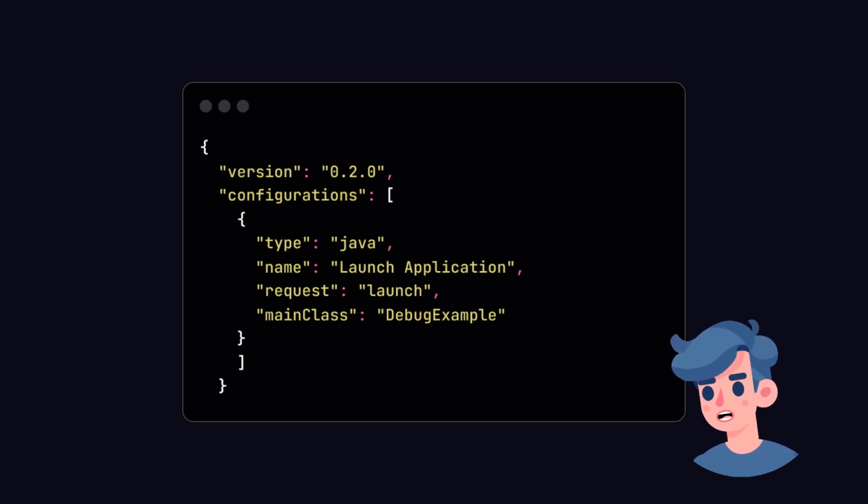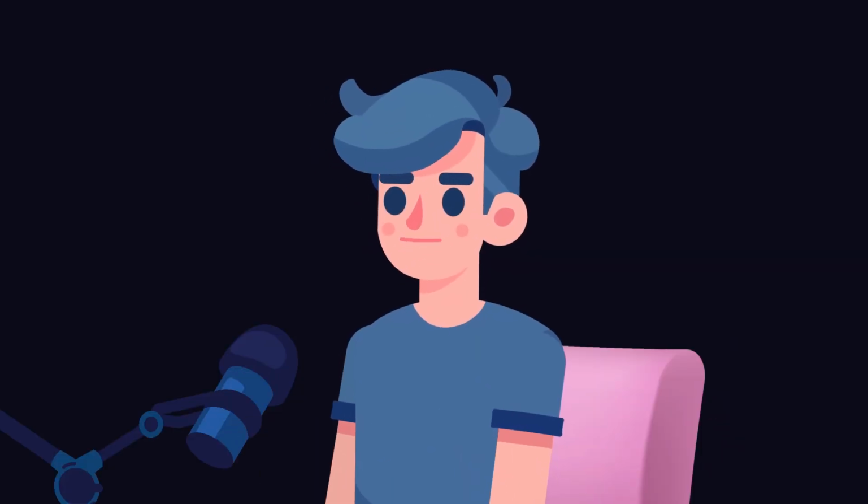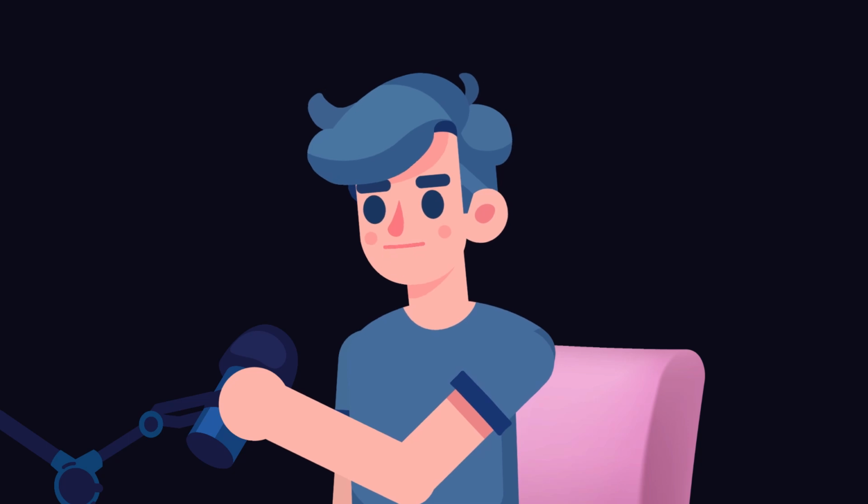The default configuration should look something like this. Here, we define the type as Java, give it a name, and specify the main class we want to run. Make sure the main class matches the class name where the main method resides.